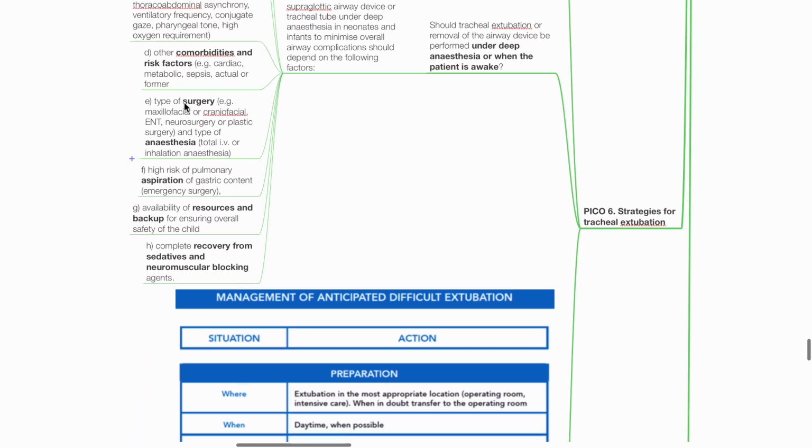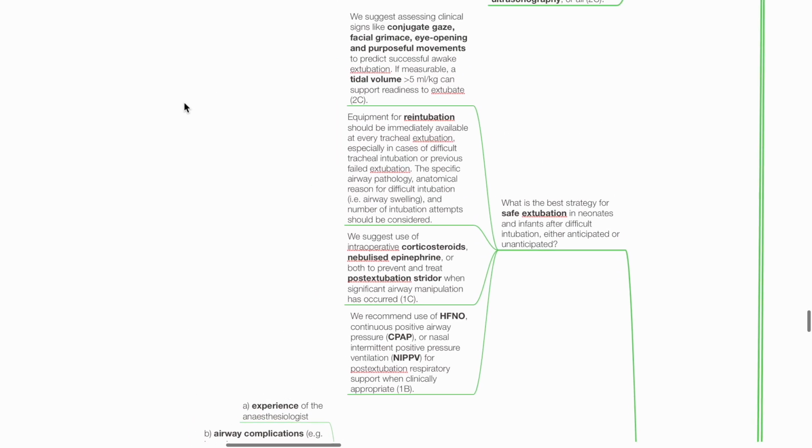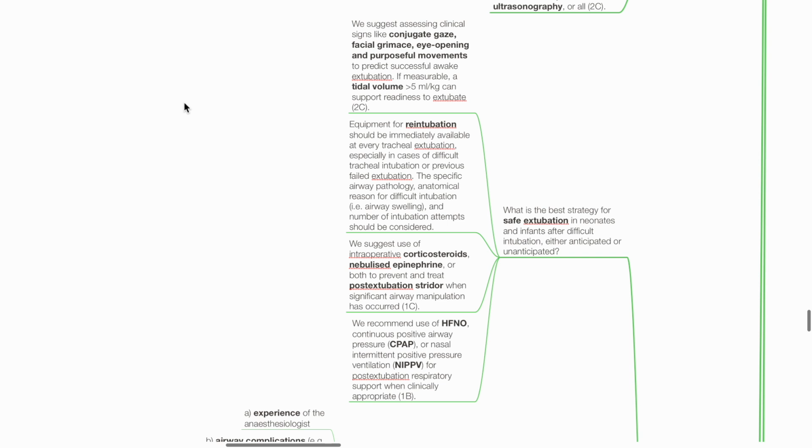PICO 6, strategies for tracheal extubation. What is the best strategy for safe extubation in neonates and infants after difficult intubation, either anticipated or unanticipated? It is suggested to assess clinical signs like conjugate gaze, facial grimace, eye opening, and purposeful movements to predict successful awake extubation. If measurable, a tidal volume of more than 5 mL per kg can support readiness to extubate.